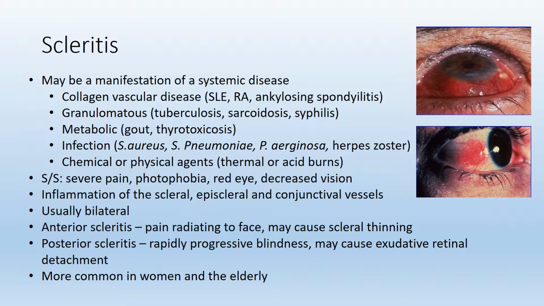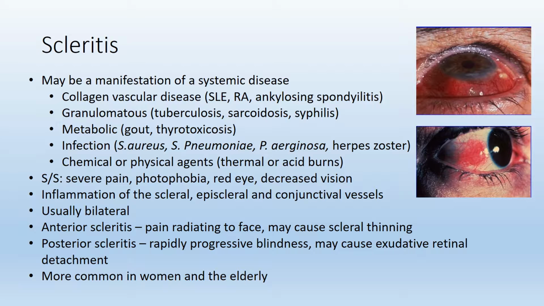Scleritis, which is the inflammation of the sclera, episclera, or conjunctival vessels, may be present as a manifestation of a systemic disease, such as collagen vascular diseases, granulomatous diseases, such as tuberculosis, sarcoidosis and syphilis, metabolic causes, as seen in gout and thyroid toxicosis, infective causes, or related to chemical or physical agents such as thermal or acid burns.